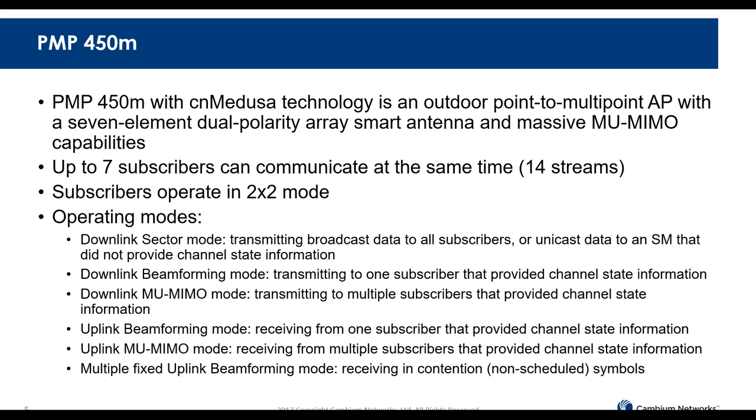Both these modes, the beamforming mode and the MU MIMO mode, are used only for scheduled transmissions, meaning that the access point knows which subscriber is sending at what time, and it can form the beam in the direction of that subscriber. However, there are also some transmissions that are not scheduled. For example, when a subscriber is first registering, it needs to send a registration request, or the subscriber is sending a bandwidth request when it has data to send. These transmissions are not scheduled, so the access point doesn't know which direction the transmission is coming from.